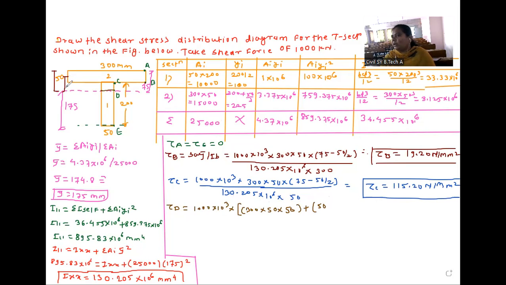No, not 200. See, the distance from this neutral axis to the top, how much is it? 75. So if from that 75 you subtract this 50, how much depth remains? 25. So 50 into 25 into centroid 25 by 2, then bracket close, then divide by moment of inertia, which is 130.205 into 10 raised to 6 into width at D, which is 50. So you calculate and tell me tau D, which is equal to how much?